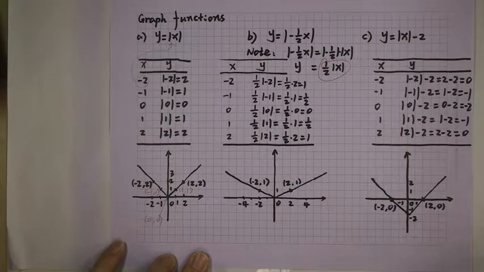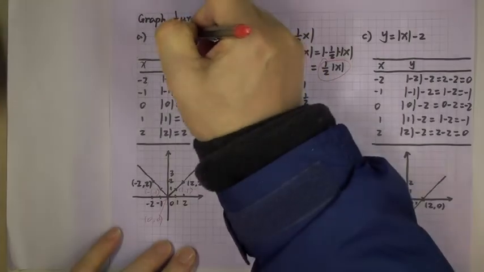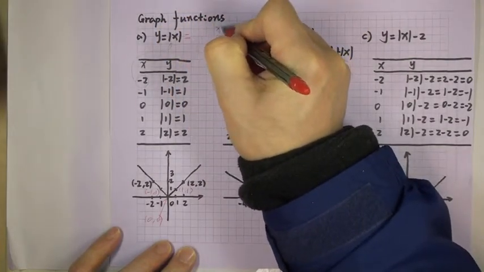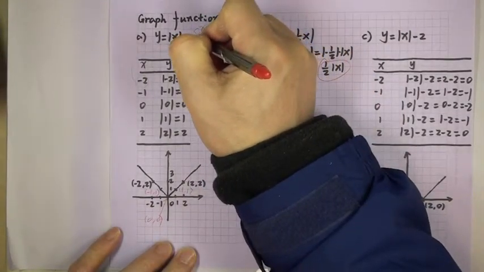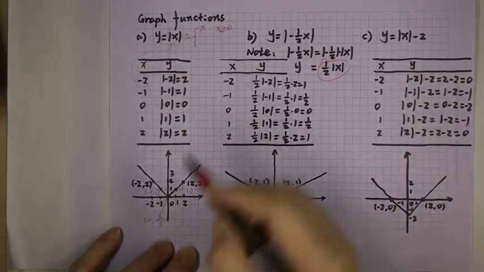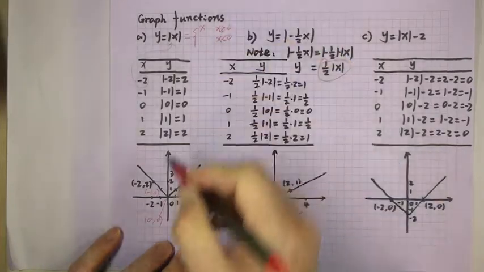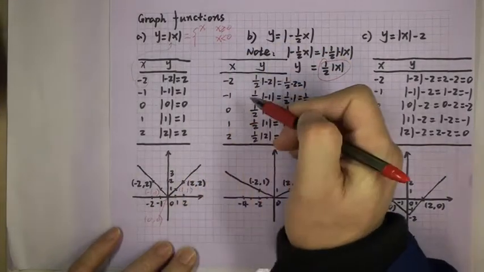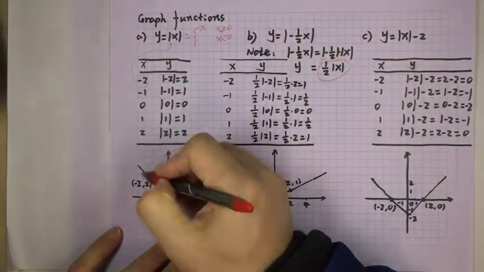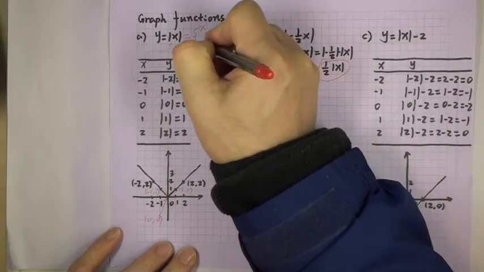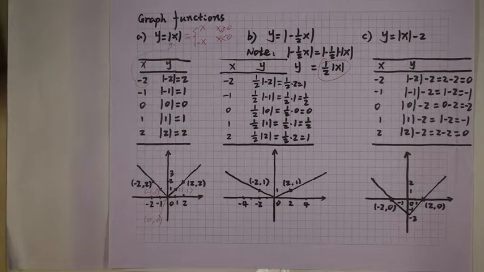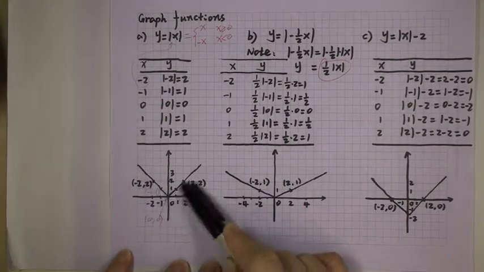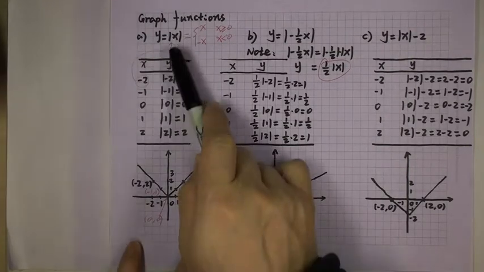On the right hand side, that's when x is greater than or equal to 0, and then you have y equals x. On the left hand side, that's when x is less than 0, and the equation of this line is negative x. So then you have the graph like this. That's the graph of the first one.